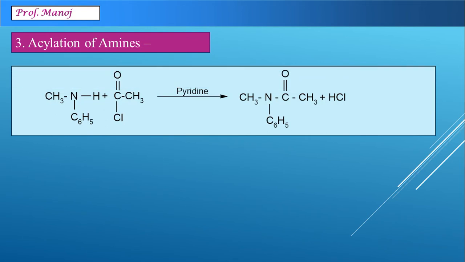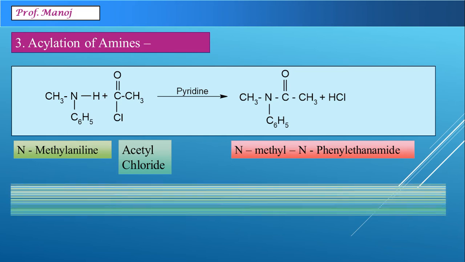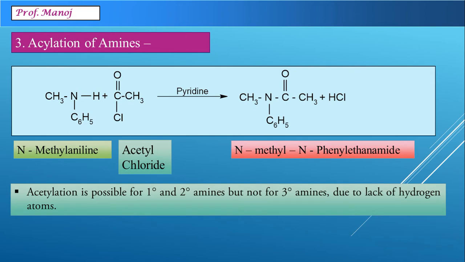Let us consider another example where we now take a secondary amine, and you can see after loss of HCl we are generating the N-substituted amide. The molecule is N-methyl, N-phenyl ethanamide. Acetylation is obviously possible for primary and secondary amines, but not for tertiary amines, because of the lack of hydrogen atoms.